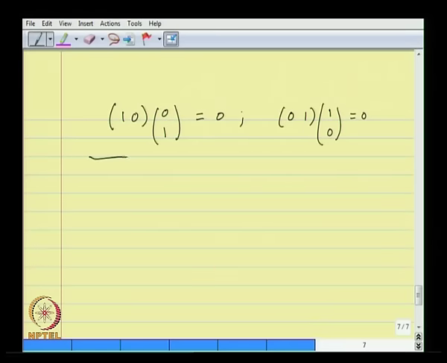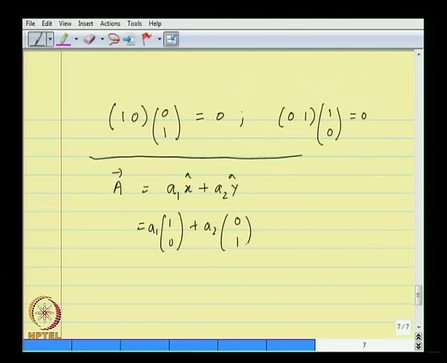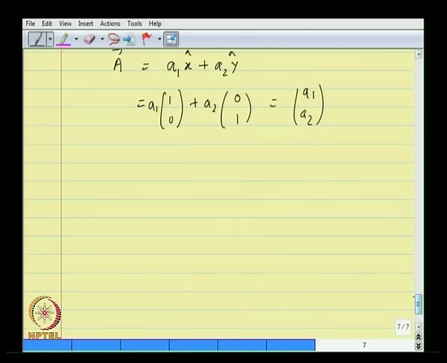This is a 2x2 matrix representation, and in this representation, if we write the vector A as, instead of ax and ay, if I follow my lecture notes, a1 times x plus a2 times y, then you know that the column is such that it is a1 times (1, 0) plus a2 times (0, 1), giving you the column a1 and a2. This is the vector A in two dimensions.